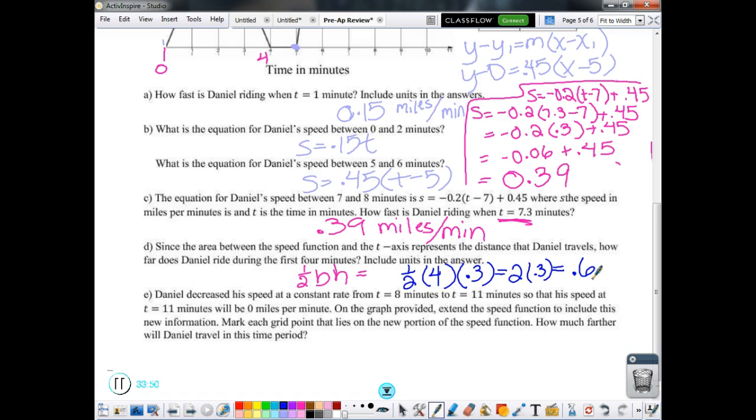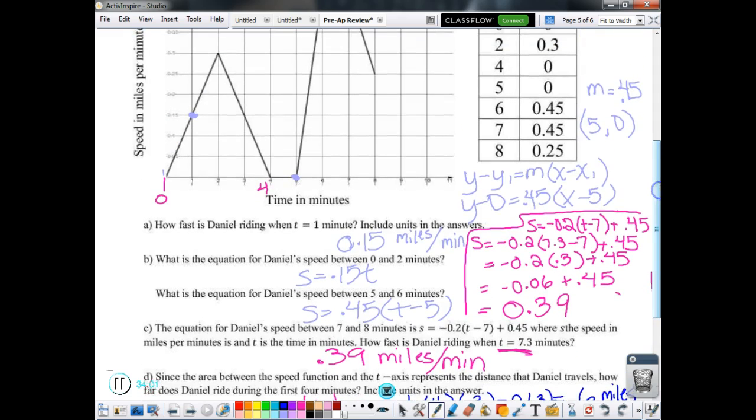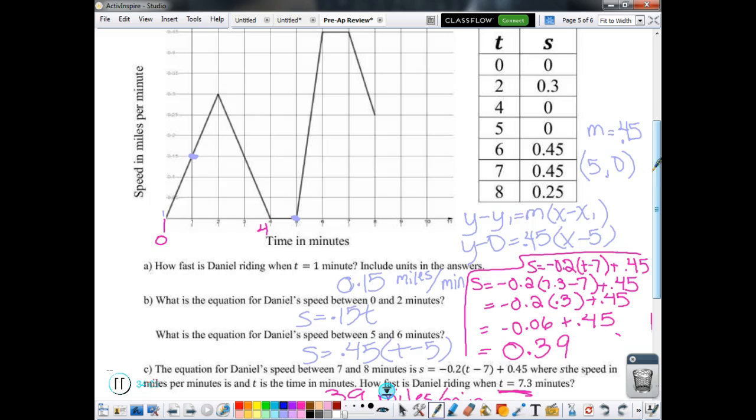That's how much you rolled. Yeah, that's how much he traveled, right? He rode 0.6 miles per minute. No, it's just distance. Because think about it, right? What is 0.3? The speed, which is miles per minute, right? So miles per minute, and then we multiplied by 4.